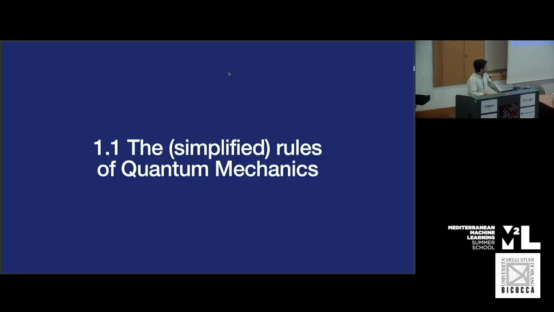Cool. So now I'm going to tell you a bit about the simplified rules of quantum mechanics before diving into quantum machine learning, because we have to set some terminology. We need to know what a qubit is. We need to know what a superposition is. I want to develop some intuition about entanglement and maybe bust some myths. So this is the part where you're encouraged to ask questions if you're not following.